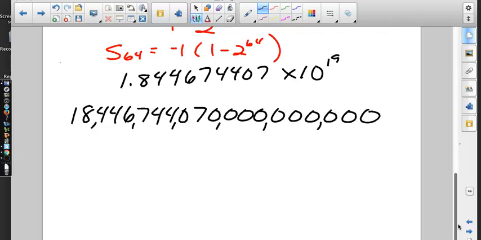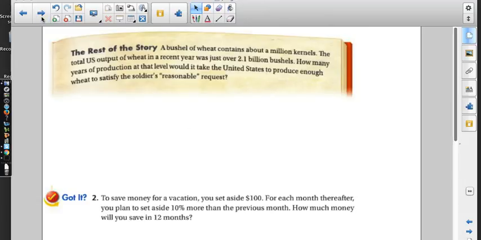So maybe that's not a lot of wheat kernels. Think about the rest of the story. A bushel of wheat contains about 1,000,000 kernels. The total U.S. output of wheat in a recent year was just over 2.1 billion bushels. Whole country, 2.1 billion bushels. How many years of production would the United States have to grant this reasonable request?